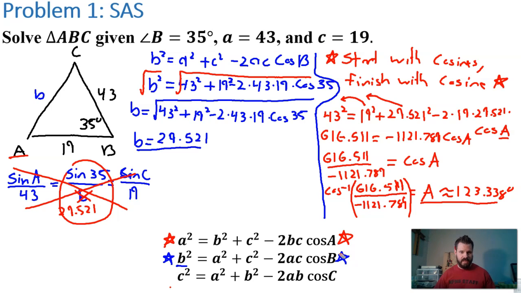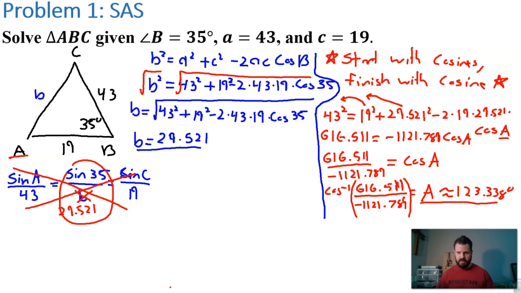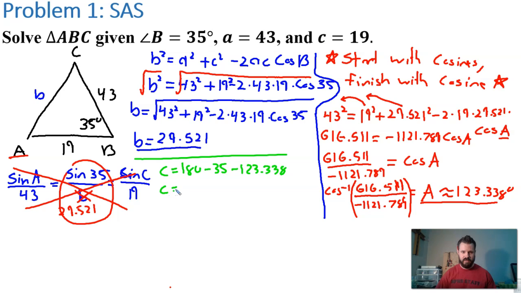Okay, and then as I run out of room here, I've just got to find big C. Let's get this out of there. And that's just a matter of finding that last angle. I'll go right here. So big C will just be equal to 180 minus the 35 minus the 123.338 we just found. So in other words, big C is 21.662. All right, so there's my last answer.